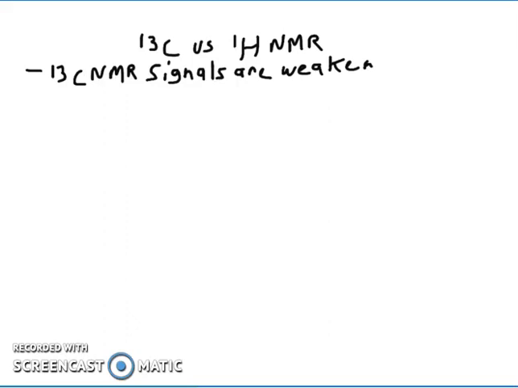I want to start off by pointing out that carbon-13 NMR signals are weaker than hydrogen NMR signals, and this is due to a couple of reasons. The most important factor is that only about 1% of the carbon in a sample that you might be analyzing is carbon-13. Most of the rest is carbon-12. This means that even if the signal strengths for a carbon atom and a hydrogen atom were the same, which they're not, only 1% of your carbon atoms are even giving you a signal at all. And this results in a weaker signal requiring more sample and longer collection times.